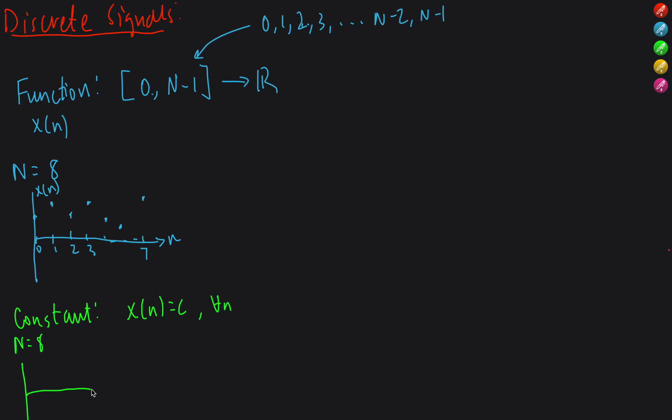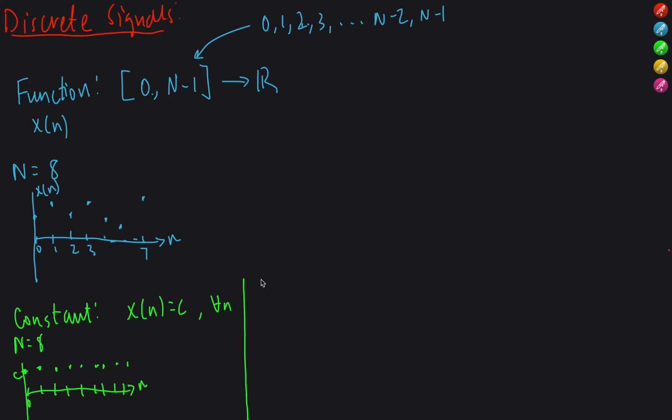So let's set again n equal to 8 just for this example. What is the constant function going to look like? It's going to say, okay, every point is going to be mapped to a constant c. So let's say c is right here. You're going to be mapped to c. There should be 8 of those. You're going to be mapped to c, and that's what our function looks like. Okay, simple.